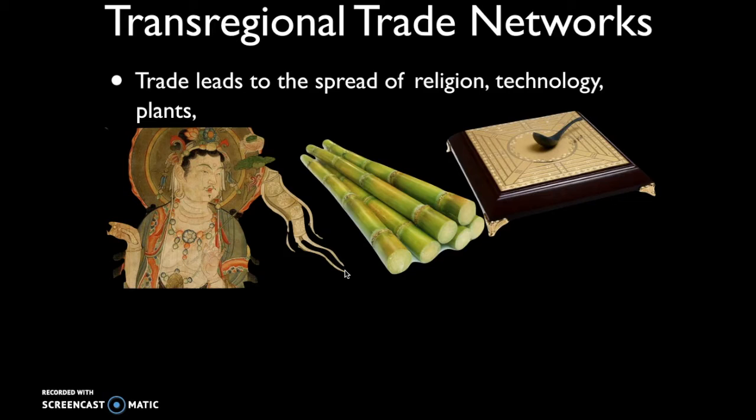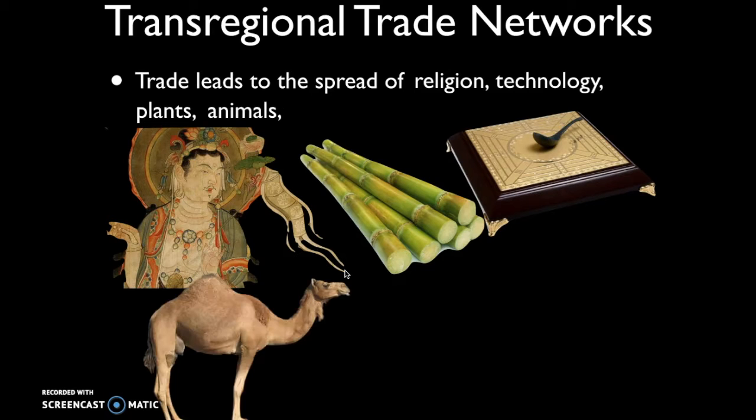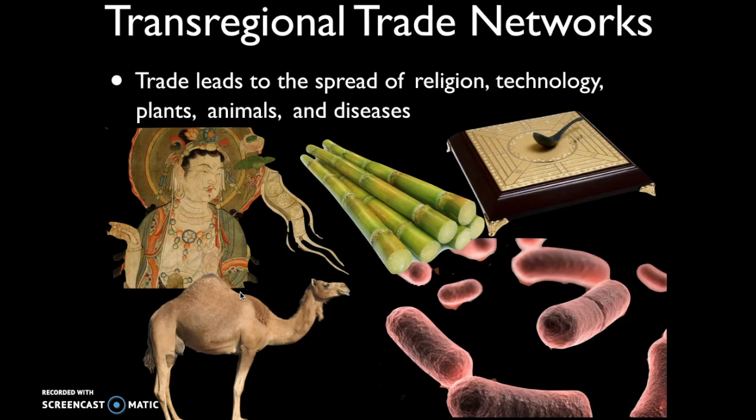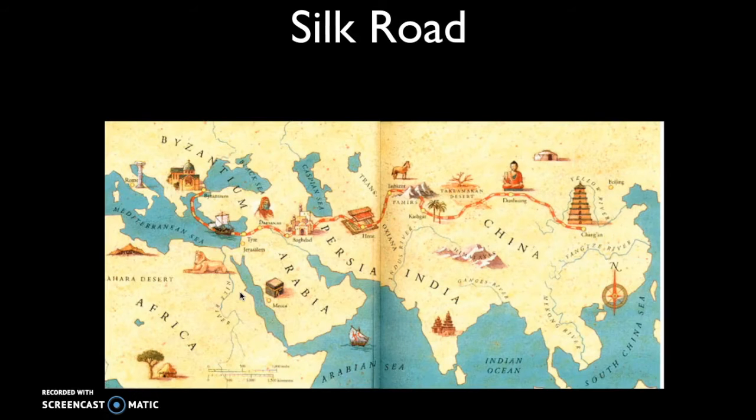It's going to lead to the spread of plants like sugarcane, which spread across Dar al-Islam, this unified Islamic trade zone. It leads to the spread of animals. We'll discuss how dromedary camels, originally domesticated in the Middle East, are brought to North Africa and the role that they then play in traversing the Sahara Desert. But it also leads to the spread of diseases like smallpox, the measles, the plague, diseases that are going to have huge demographic impacts. So let's start by examining the Silk Road.